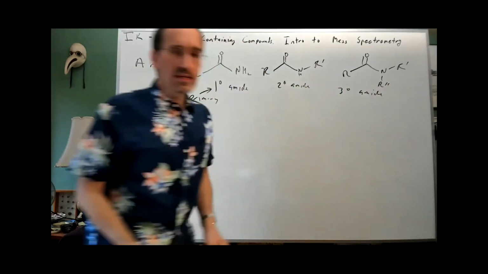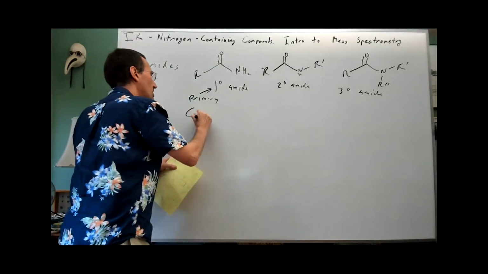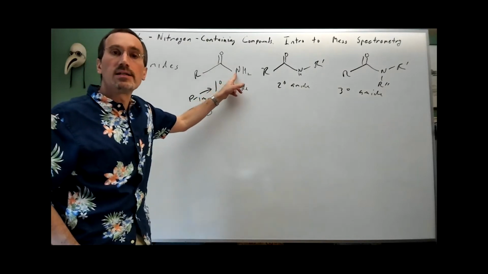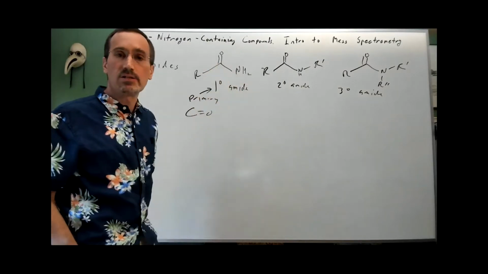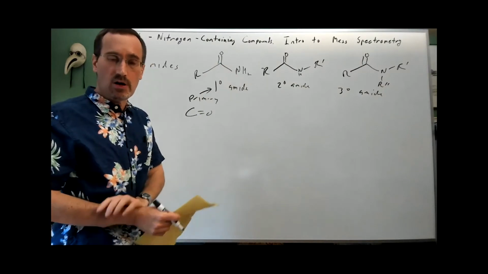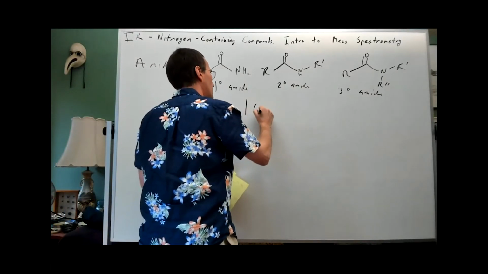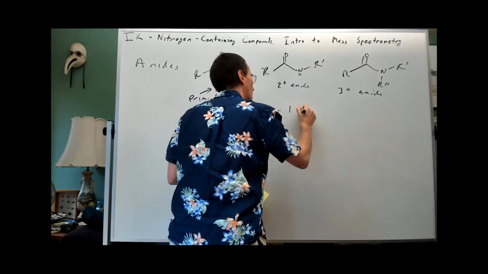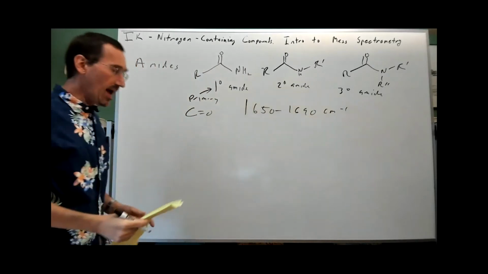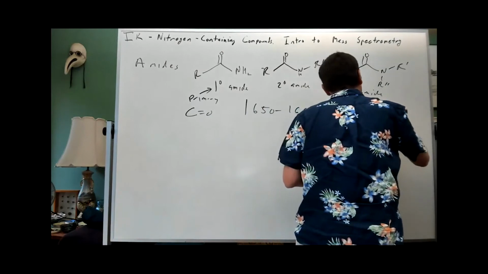So in all of these compounds, we're going to see the carbonyl band. And as I mentioned last time, because the nitrogen is donating electron density into the carbonyl oxygen, the CO bond is weaker than most other carbonyls, and we're typically talking about 1650 to 1690. Sometimes this gets referred to as the amide 1 band.